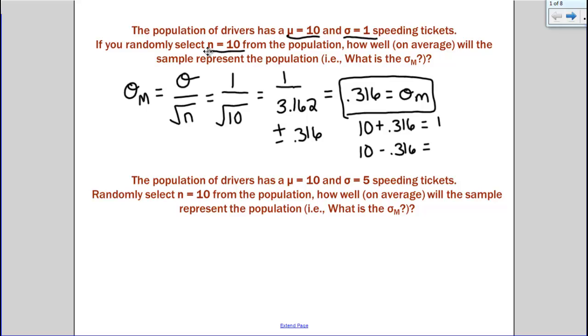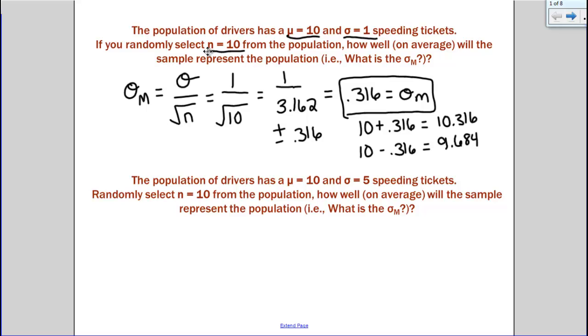So 10.316 would be the high end of where most speeding tickets would fall from a mean of 10. And then 10 minus 0.316 gives you 9.684. So with a sample of 10 drivers, we would expect their mean to be between 9.684 and 10.316 speeding tickets, because that's one standard error above and below the mean.